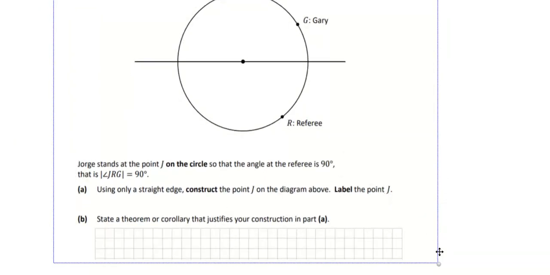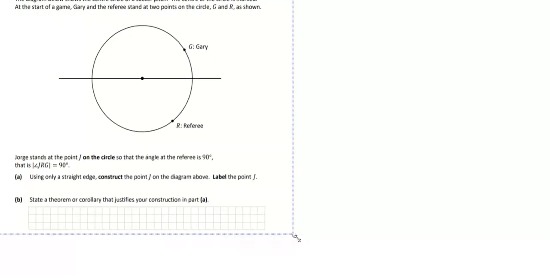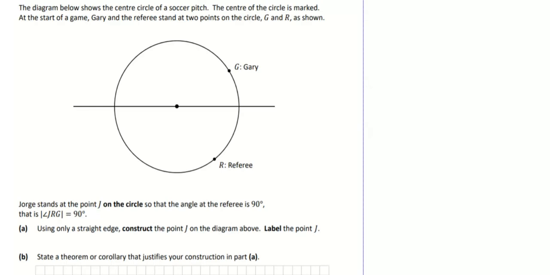Okay, so let's figure out what we need to do here. What we can do is get a straight edge and draw a straight line from Gary to the other side of the circle, like so. And this point here must be Jorge, which would construct J. Now, if we were to do the rest of the diagram, linking the referee back up to Gary, we could measure this as a right angle. So this is 90 degrees. So label the point J, done.